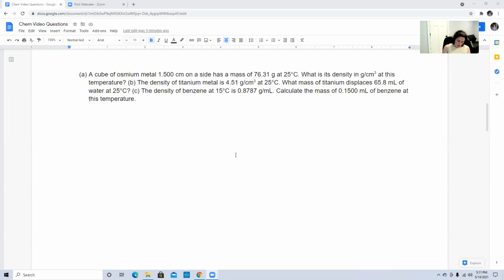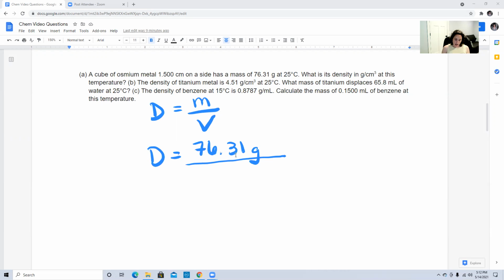So the big thing to know is that density is equal to mass over volume. So we're searching for density, that's our question mark. We are given a mass, it says 76.31 grams. And then we would need centimeters cubed, but it actually didn't give us that. It only gave us centimeters. However, it says it is a cube. So length times width times height will give you the volume of a cube.